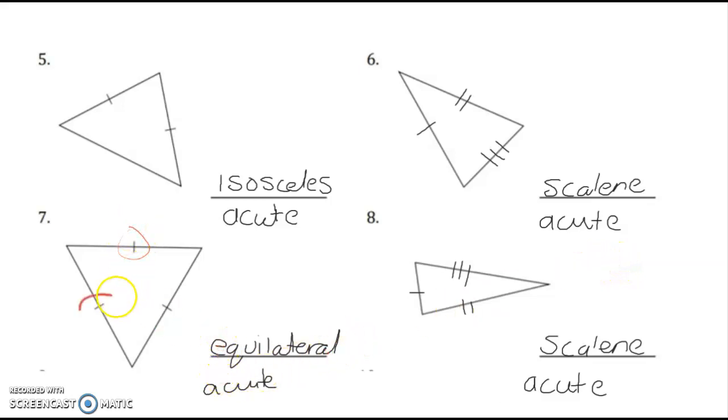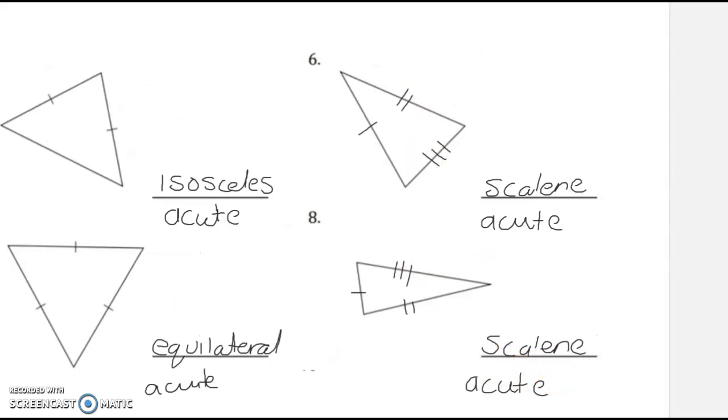This one, 1 dash, 2 dash, 3 dash, these are all the exact same length, so we have an equilateral triangle, and all of the angles are less than 90, so it is an acute triangle. Last one here, this has 1 dash, this has 2 dashes, this one has 3 dashes, so all 3 sides are different lengths, so it's a scalene, and all 3 angles are less than 90 degrees, which makes it acute. Remember, pause as many times as you need.